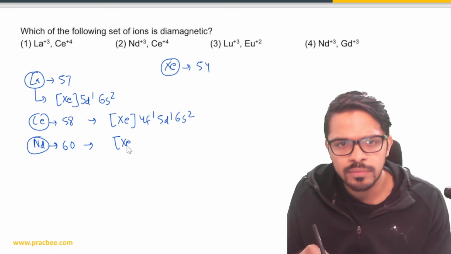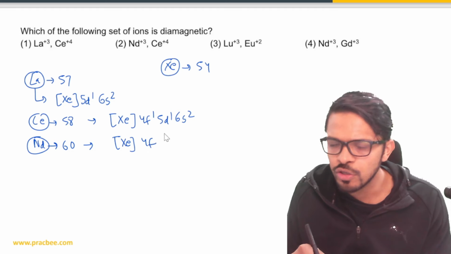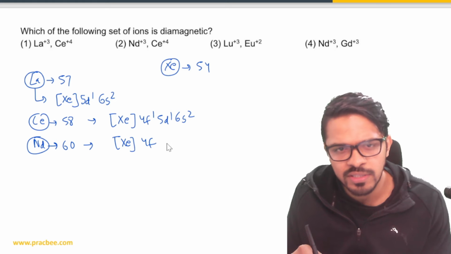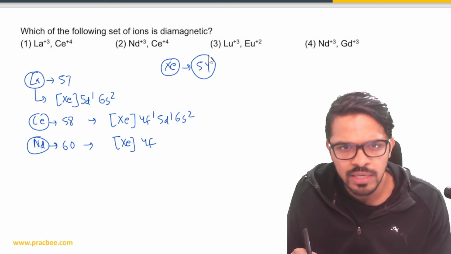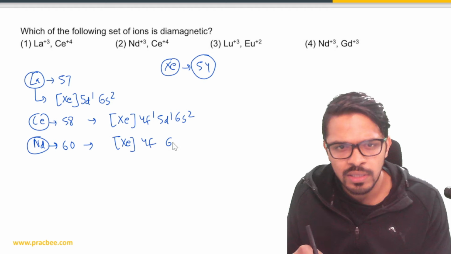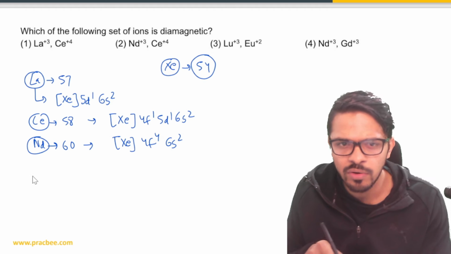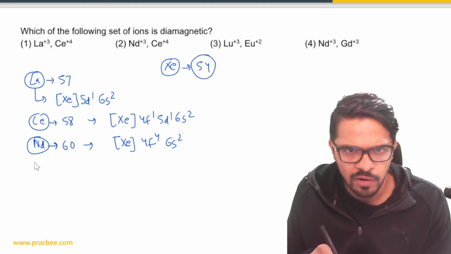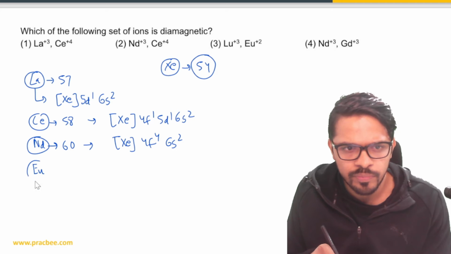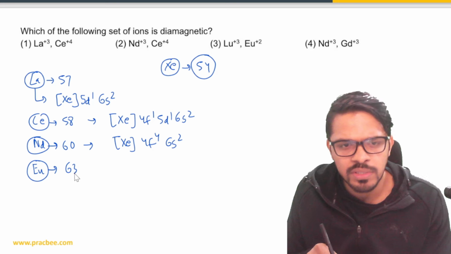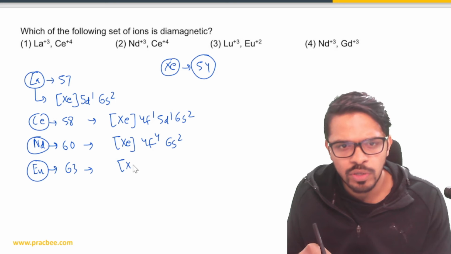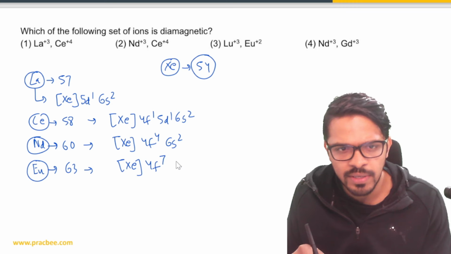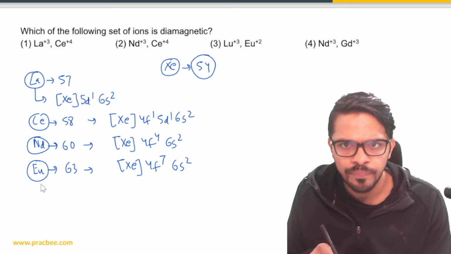It is xenon. The electron is not present in 5d, only in 4f and 6s. So total 6 electrons apart from 54: 2 electrons in 6s, 4 electrons in 4f orbital. After neodymium, let us talk about europium. Europium is 63. So it would be xenon, 4f7 and 6s2.